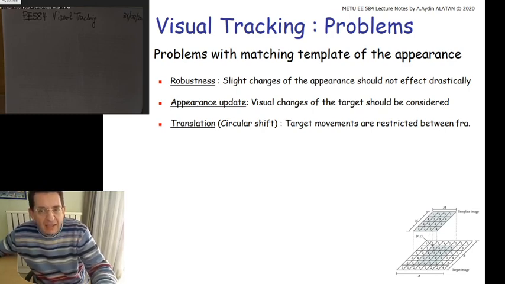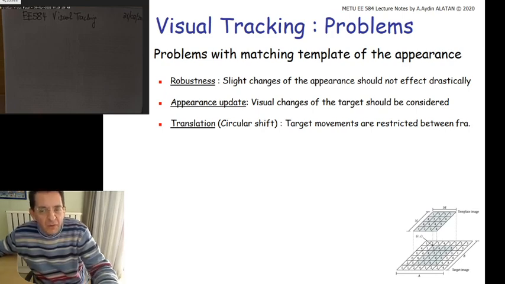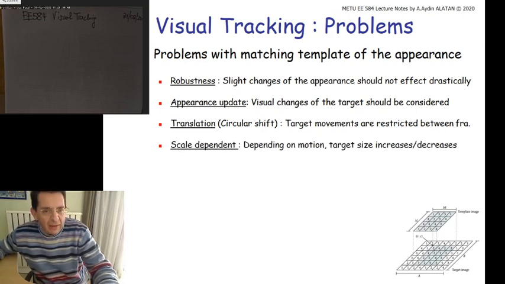In all these things, please note we have a restriction about how much the object can move between frames, and it's a translational motion with a circular shift if you are using Fourier transformations. That's also a little problem that we have to tackle in practice.